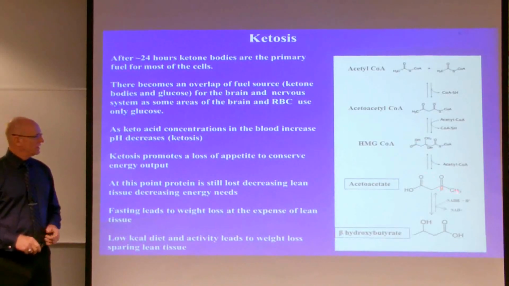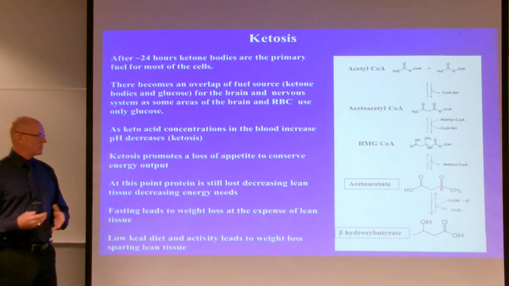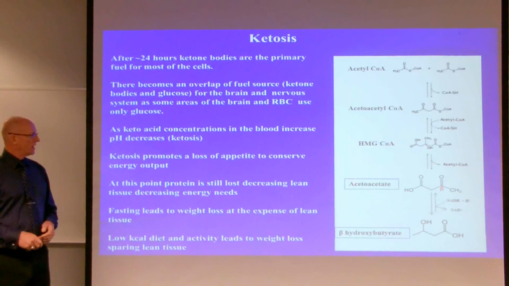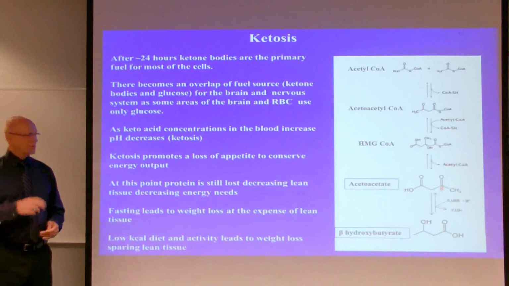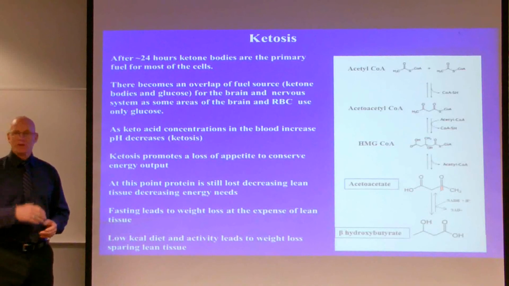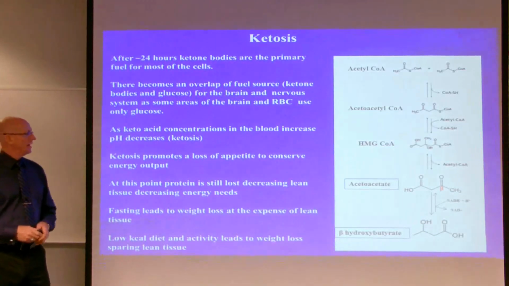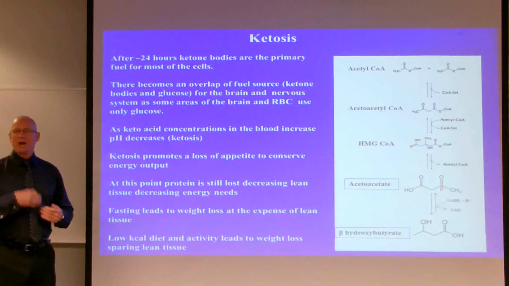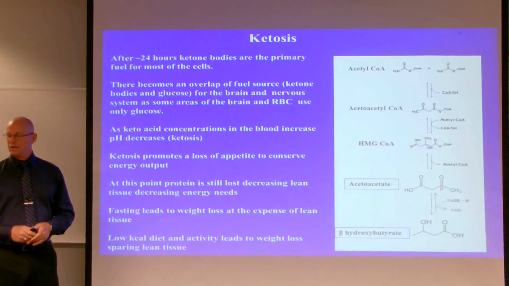And then again, the reduced form, NADH, will be oxidized, reducing this acetoacetate to beta-hydroxybutyrate. And this is not a true ketone, but the brain will accept both of these. These ketone bodies are able to cross the blood-brain barrier and use it as fuel. So this is in a prolonged state of fasting. There becomes an overlap of fuel source: ketone bodies and glucose for the brain and the nervous system, as some areas of the brain and red blood cells use only glucose.